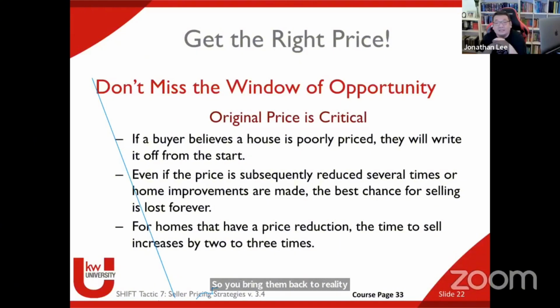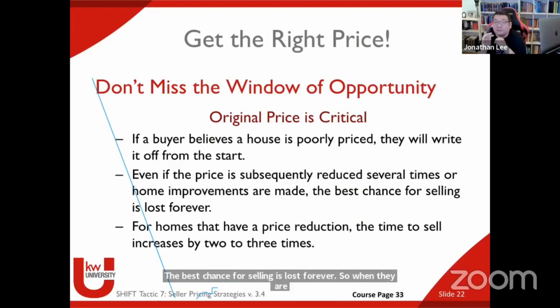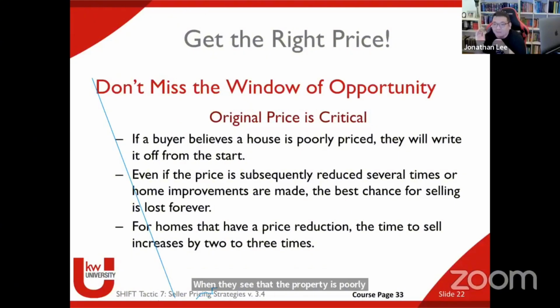Even if the price is subsequently reduced several times, the best chance for selling is lost forever. So when they see that the property is poorly priced, and 1 month or 2 months later they suddenly see the same property reduced by 5% all the time, that's when you have a problem. You are going downwards because you have started the ball rolling. The buyer thinks that this seller will forever be open to reducing the price more.